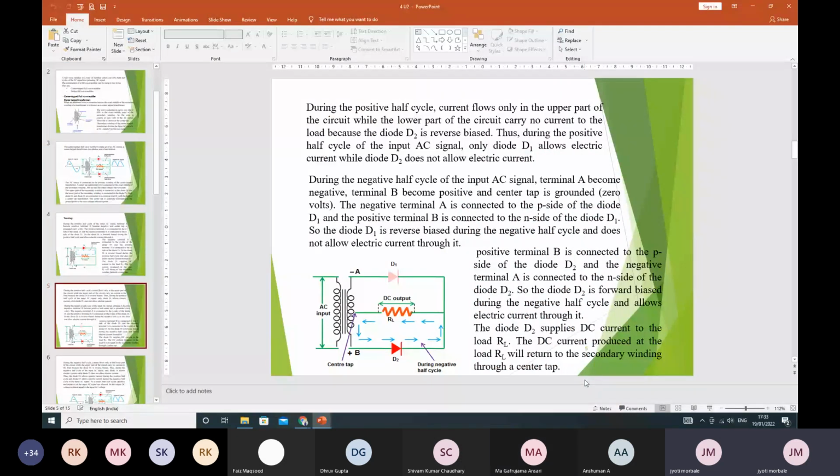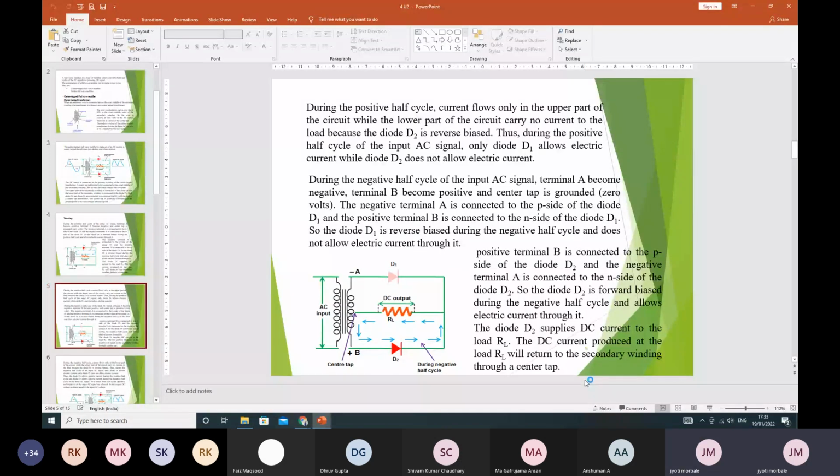As terminal B is positive, current is going to flow from terminal B through diode D2 at the upper side, through the load resistor and towards the secondary winding, towards the center tap connection. So for the negative half cycle, diode D2 is in on state, whereas diode D1 is in off state because it is in a reverse bias state, which acts as an open switch.